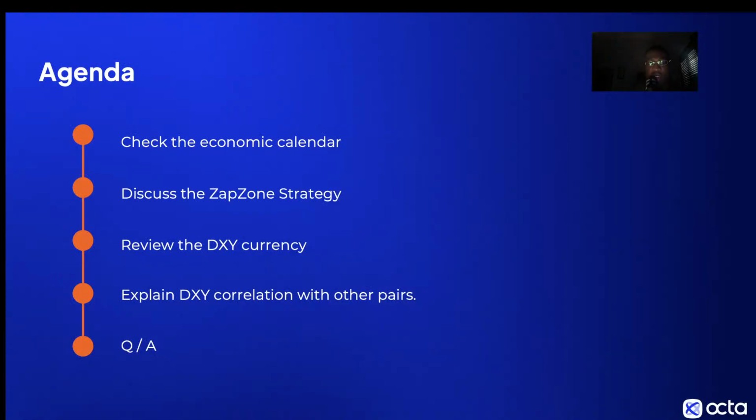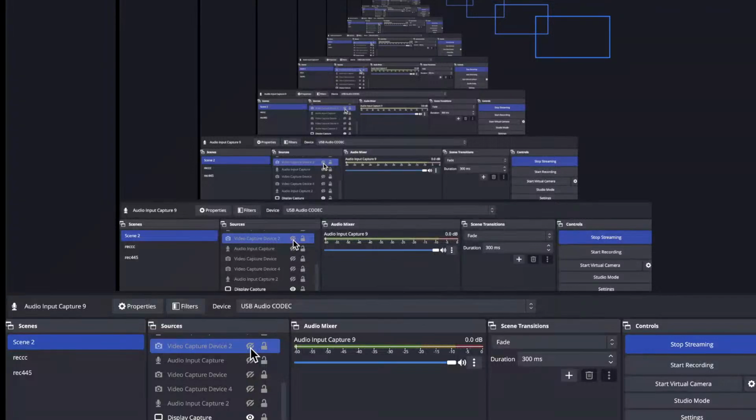What do we have on the agenda for today? So first, we're going to check the economic calendar, and discuss the ZAP zone trading strategy, which is what I use. It's basically a zone trading strategy.